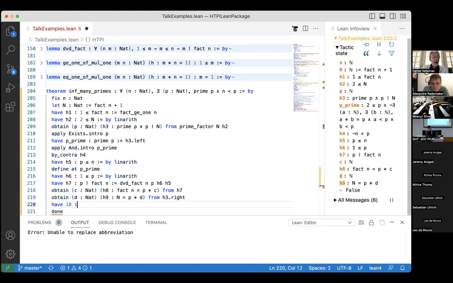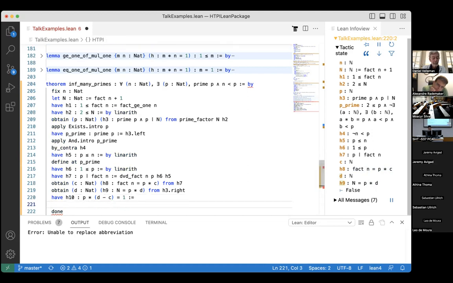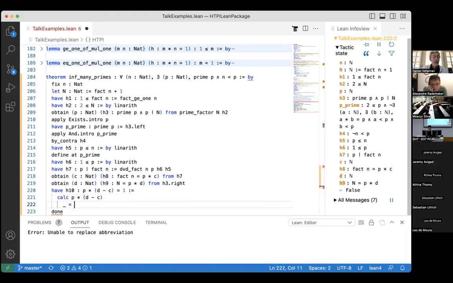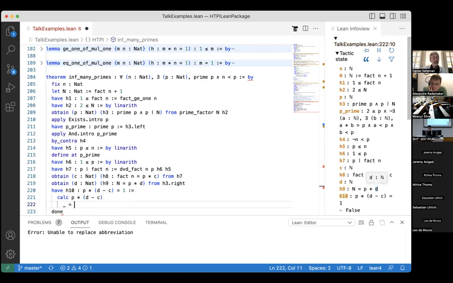I should probably be coming up with better names for these things, but I'm too lazy and I'm just getting up to H10. P times D minus C is one. And I can do this again with a calculational proof. I'll just do a little bit of algebra. So P times D minus C, well, that's the same as P times D minus P times C.